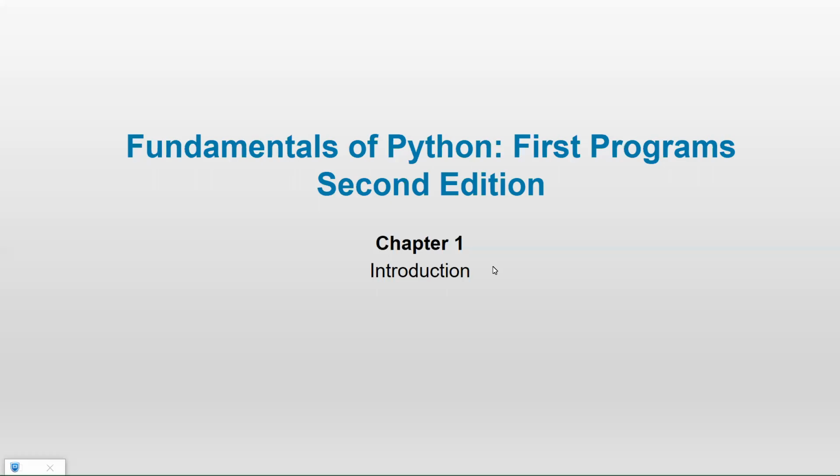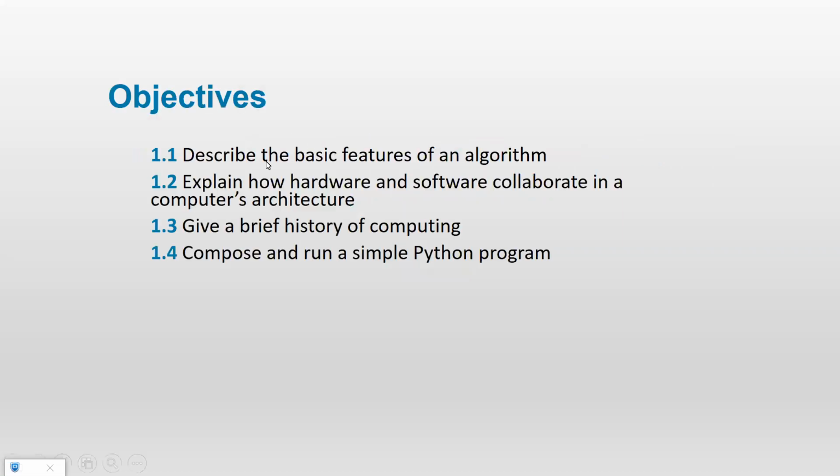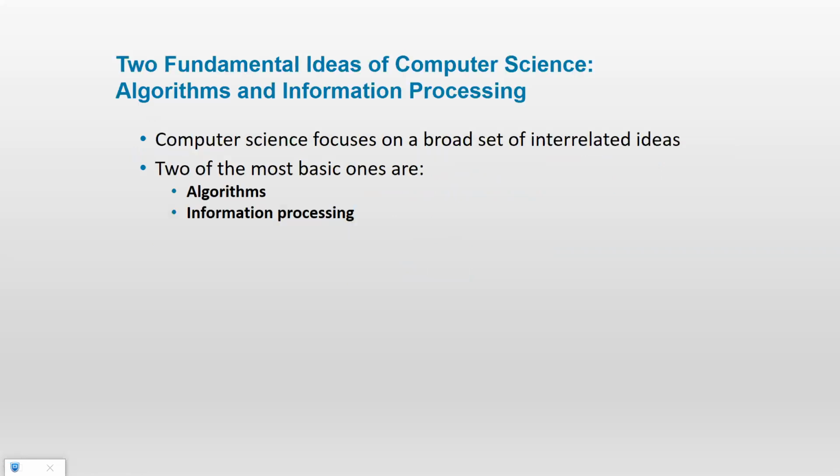Okay, everybody, this is chapter 1, right? Let's look at it. These are the objectives. Describe the basic features of an algorithm. And this is important. Algorithm is very important. So we will talk about that, okay? Explain how hardware and software collaborate. And then we will compose and run a simple Python program.